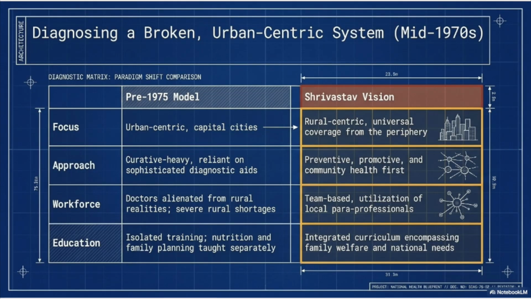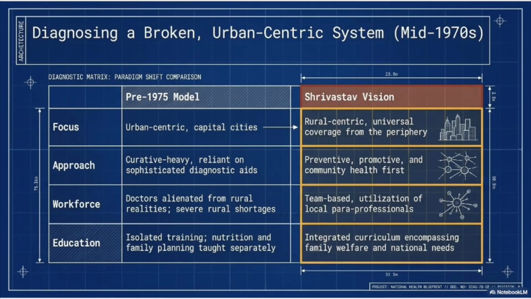To understand why this committee was needed, we must look at the broken, urban-centric system of the mid-1970s. Compare the pre-1975 model with the Shrivastav vision. In terms of focus, the old system was urban-centric, concentrated in capital cities, while the Shrivastav vision pushed for rural-centric, universal coverage from the periphery. In terms of approach, the old system was curative-heavy, relying on sophisticated diagnostic aids, while the new vision prioritized preventive, promotive, and community health first.